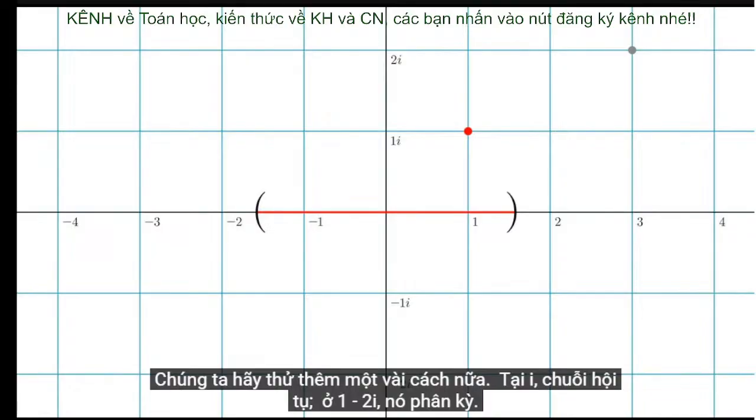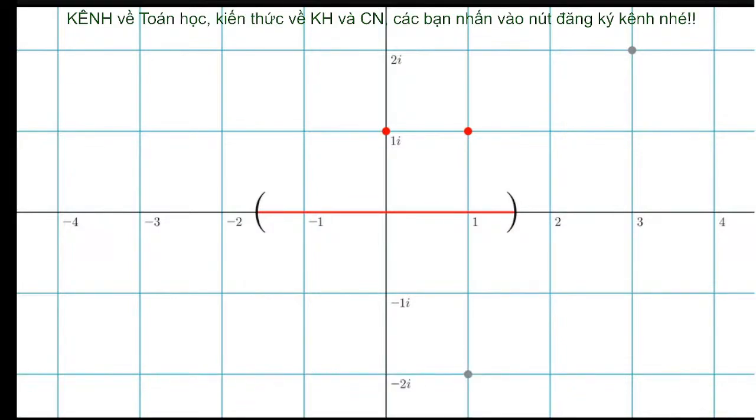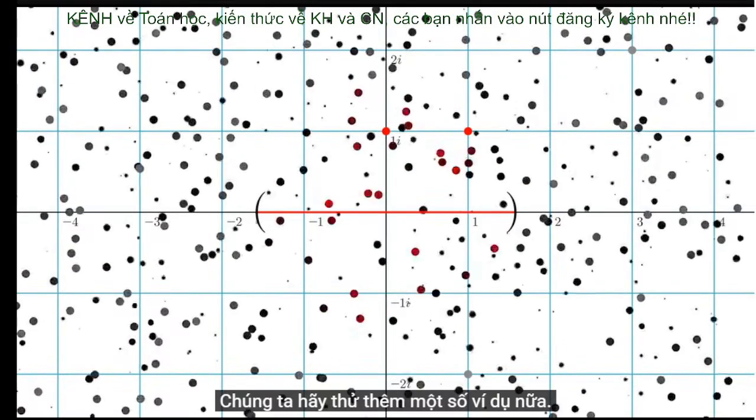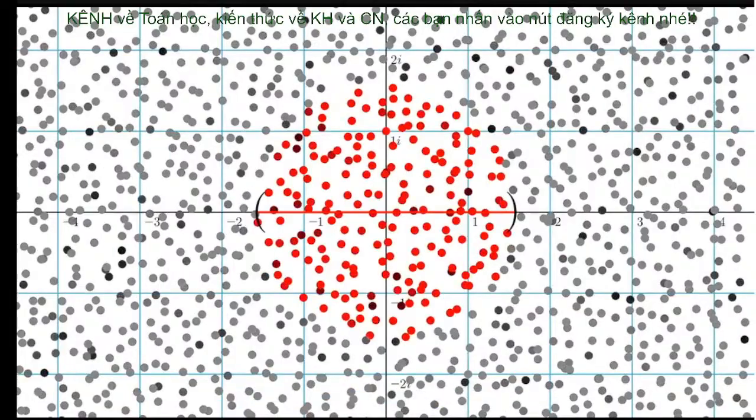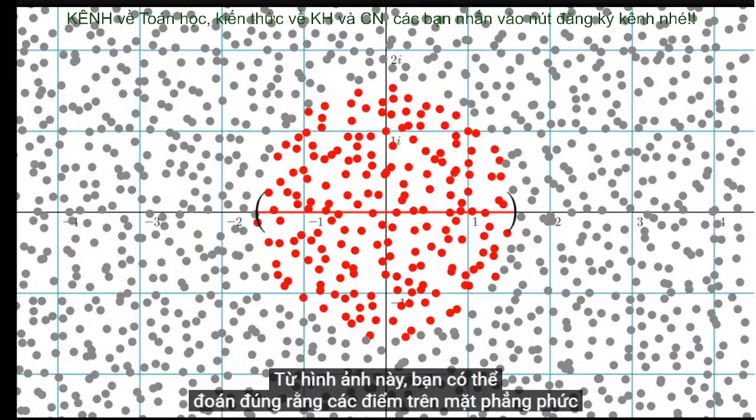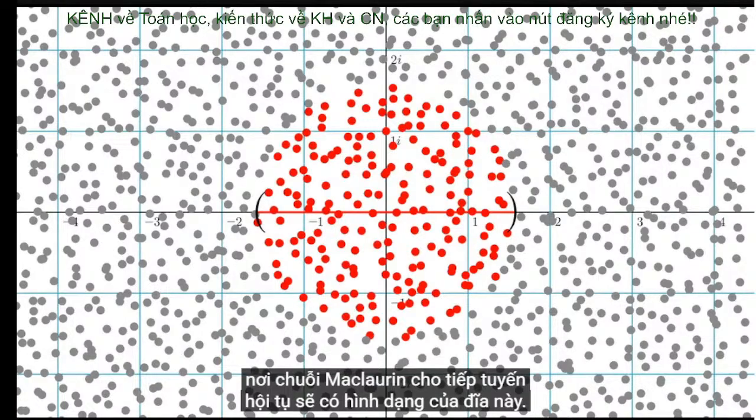Let's try a few more. At i, the series converges. At 1 minus 2i, it diverges. Let's try a bunch more examples. From this picture, you might correctly guess that the points in the complex plane where the Maclaurin series for tangent converges take the shape of this disk.